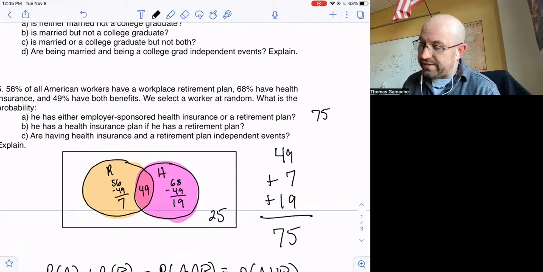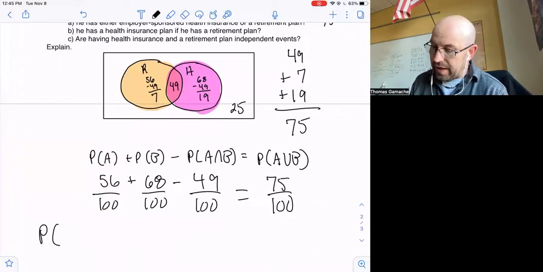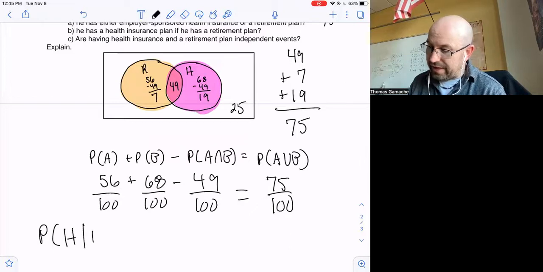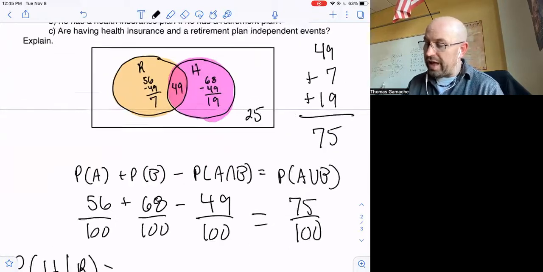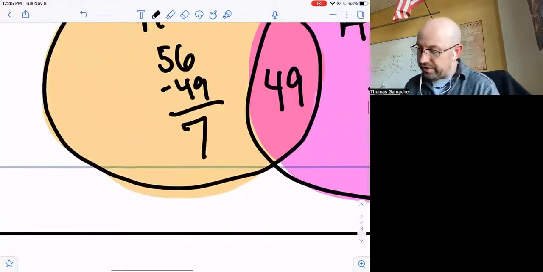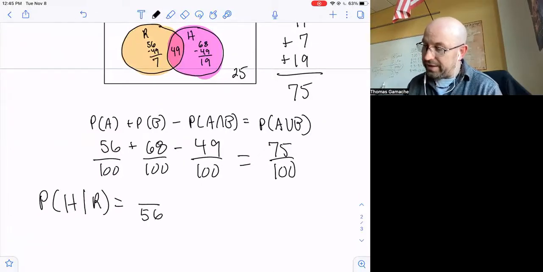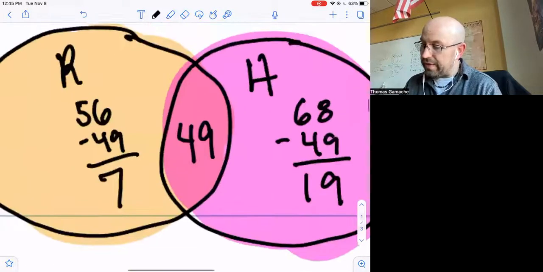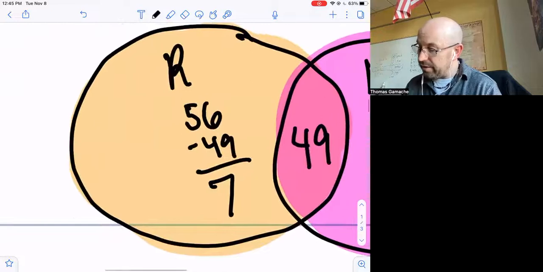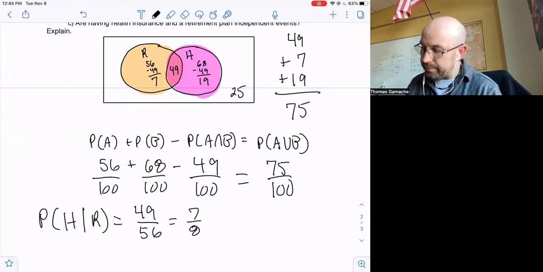Now, part B says he has health insurance if he has a retirement plan. So here's what I want to approach it as. Health insurance given they have retirement. So I'm looking at only this retirement circle. My given is going to be the retirement circle, which is 56. Out of that 56, how many have health insurance? That ends up being 49. 49 out of that 56, which I can simplify if I want to, the 7 out of 8.